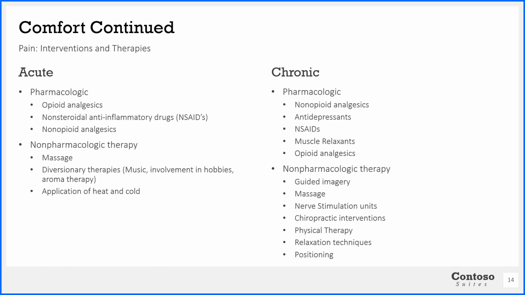Non-pharmacological therapies, we have massage, music, involvement in hobbies, aromatherapy, heat and cold applications. They're pretty much the same for the chronic side too, except for we're going to start doing guided imagery. We're going to do nerve stimulation units, those TENS units, chiropractic interventions, especially for back issues and deep muscle issues, your relaxation techniques, your positioning.